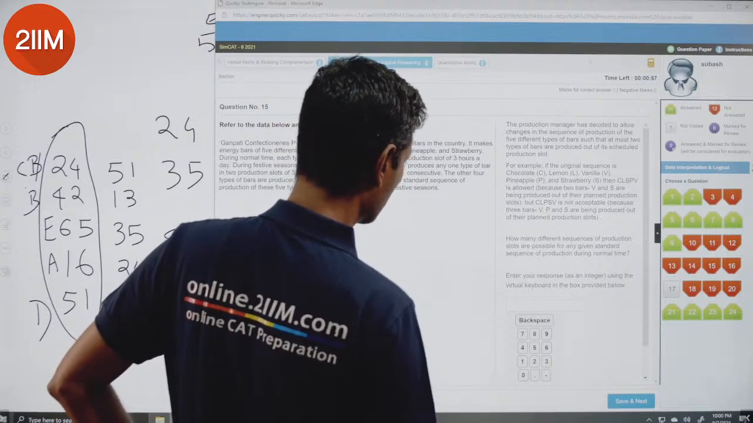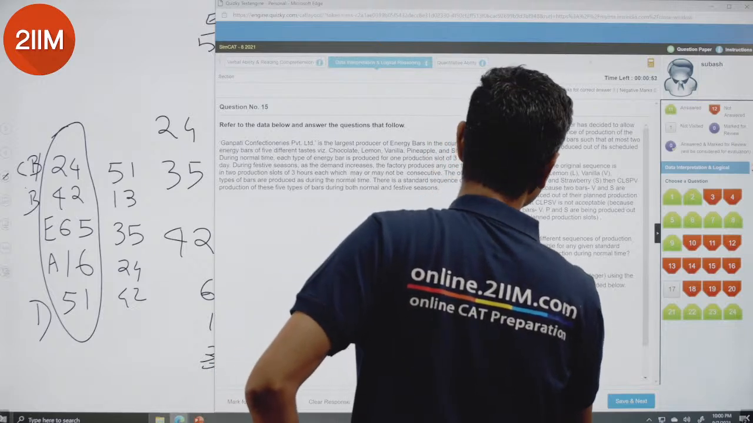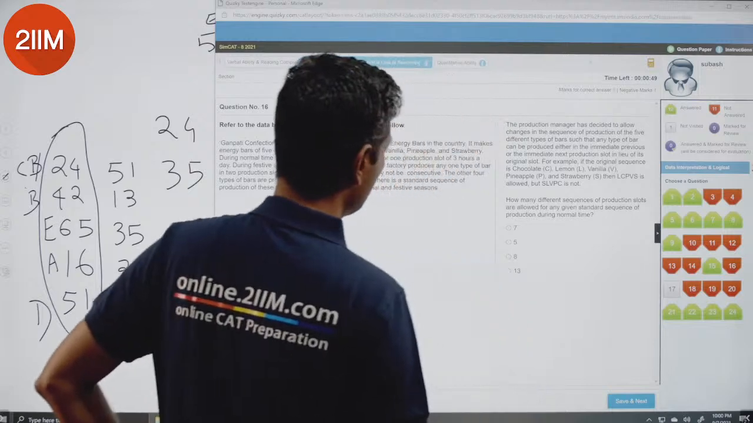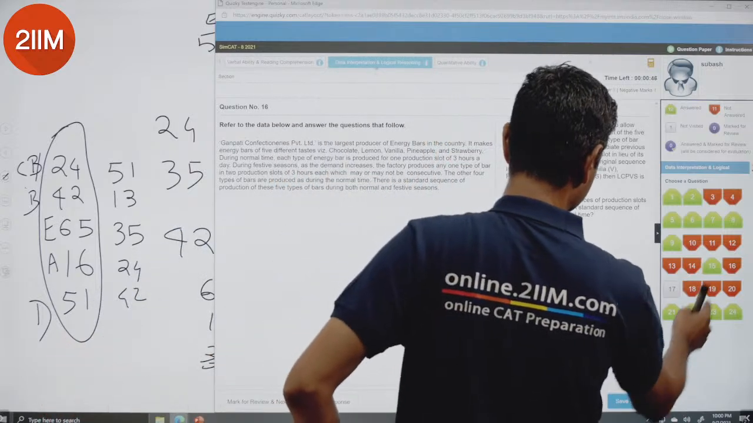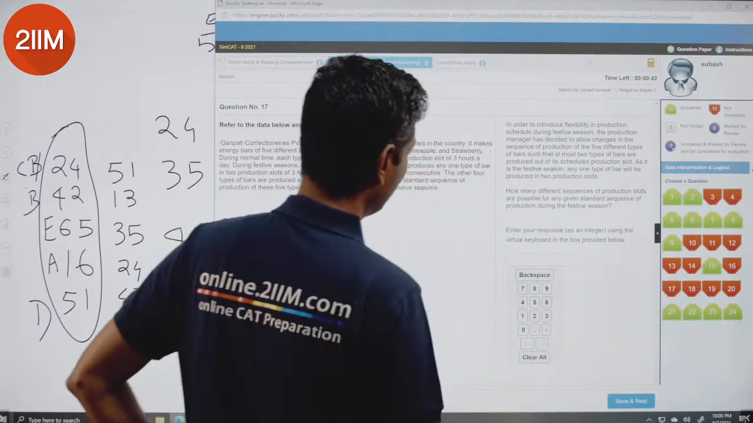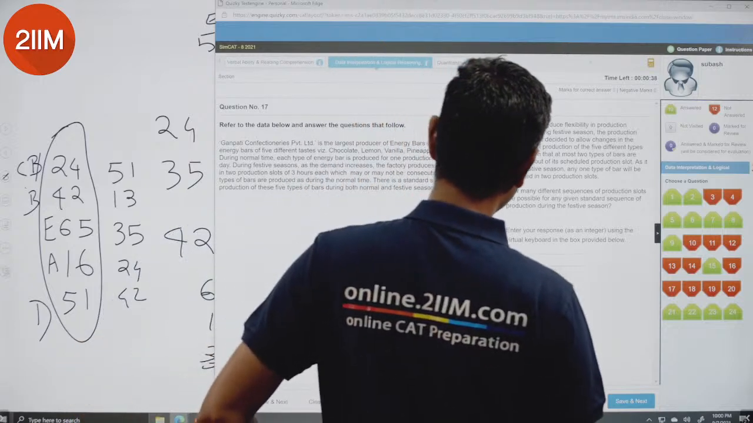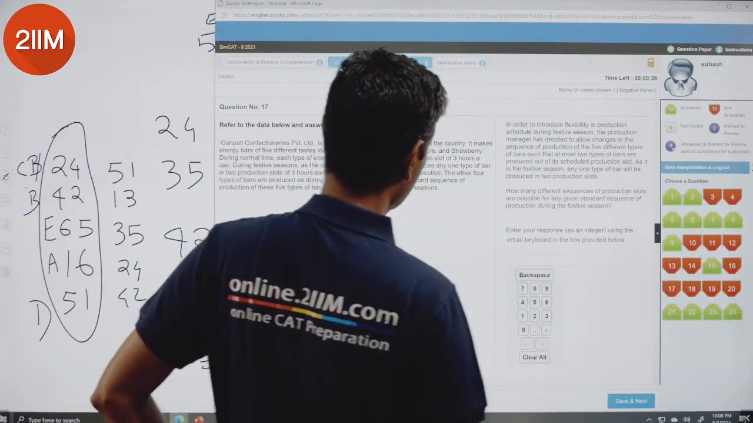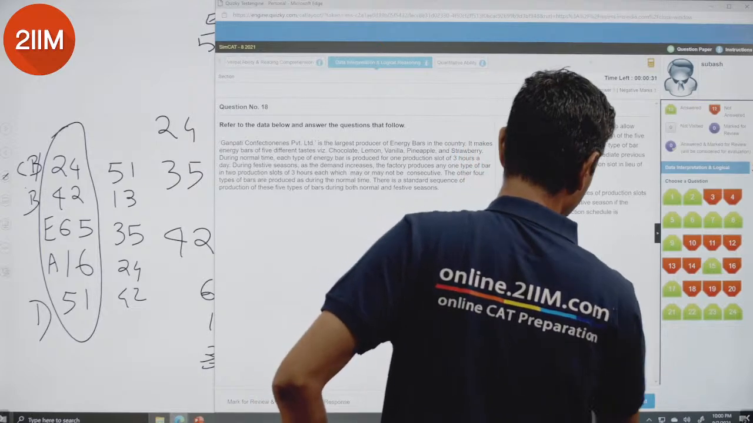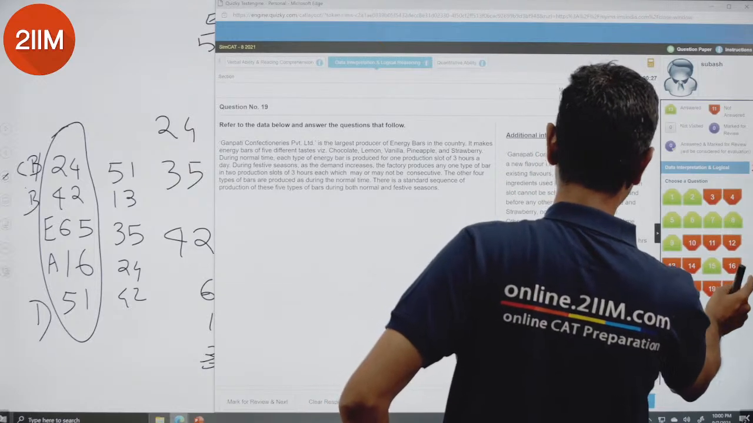How many different sequences of production slots are possible for any standard sequence of production in normal time? No, I'm not doing that. This is question number 16, 17. I'm doing only TITA, using the virtual keyboard and the box provided. How many different sequences of production slots are possible in any standard sequence during the festive season? Should be a lot. Should be a nice multiple. I'm just having fun with TITA. 18, 19, 20.